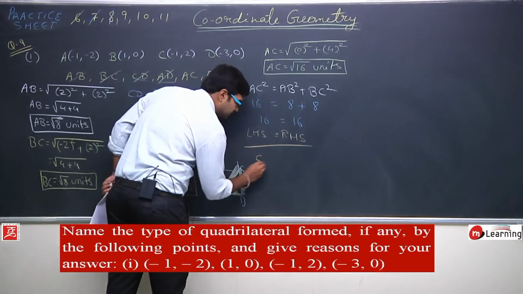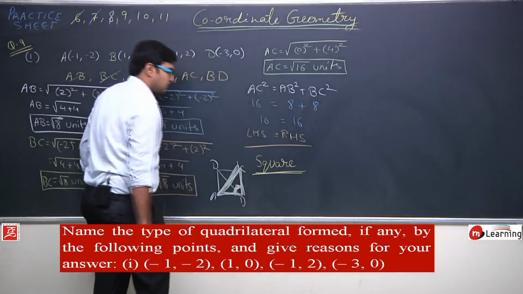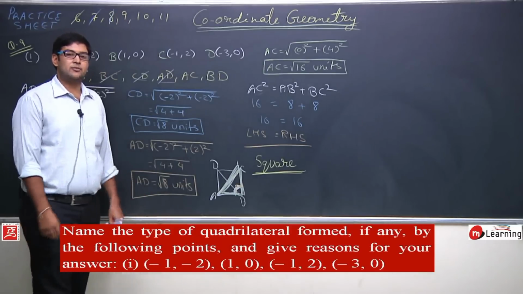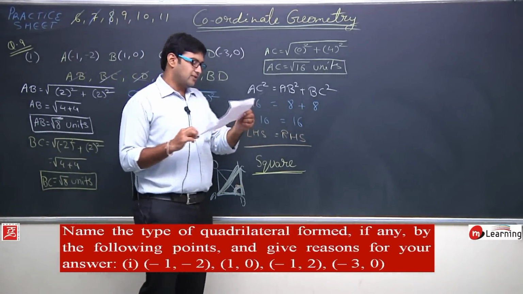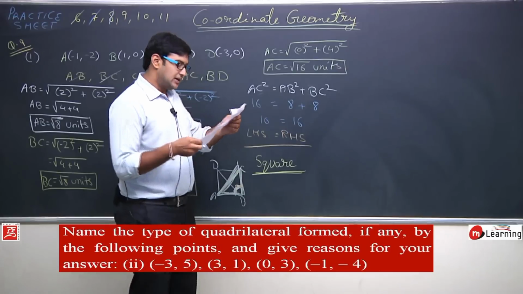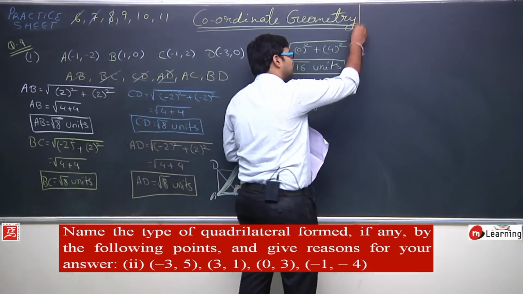So the correct answer for this question is square. Okay, these 4 points are forming a square. So in this way we need to solve the first part of question number 9. Let us solve the second part.